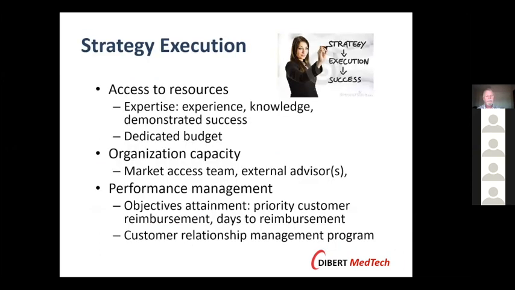So this is a quick slide on execution. You need access to resources, expertise, experience, knowledge, demonstrated success, and you need a budget to pay for that. So you need an organizational capacity. You don't need a big organizational capacity if it's just a small company with one technology, but you do need the knowledge. Now, I put in performance management. That's more for larger companies. It really has to do with measuring how long it takes to get reimbursed, what other primary customers you have targeted, and whether you were successful, et cetera.